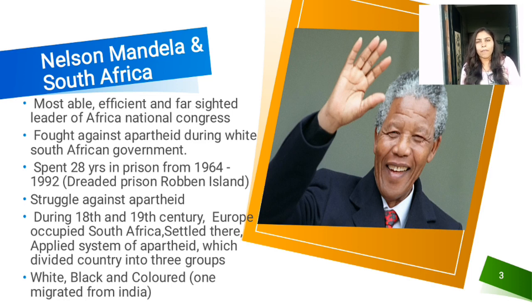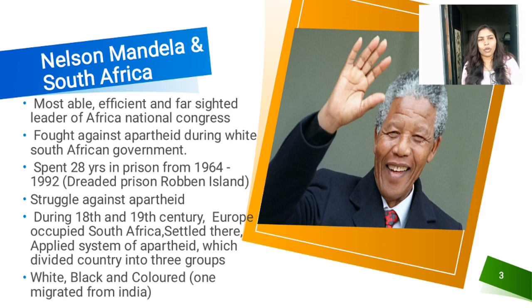He was the most able, efficient and foresighted leader of Africa. The way we have political parties in our country, in the same way in Africa also they have political parties. In our country, one of the political parties, the Indian National Congress, played an important role in giving us independence. In the same way in Africa, the African National Congress played an important role in giving them independence.